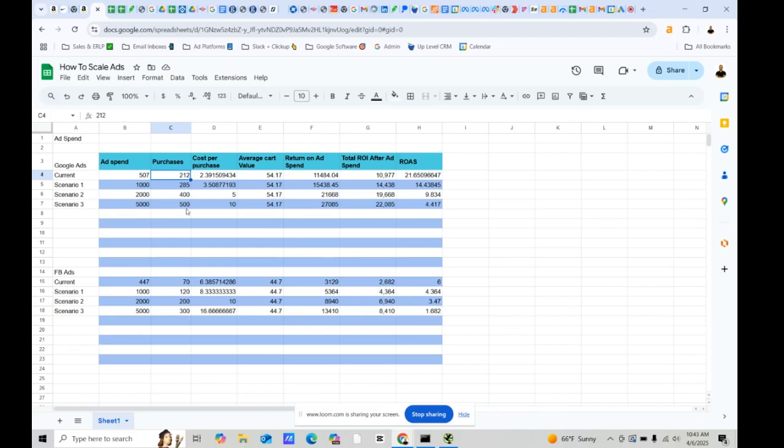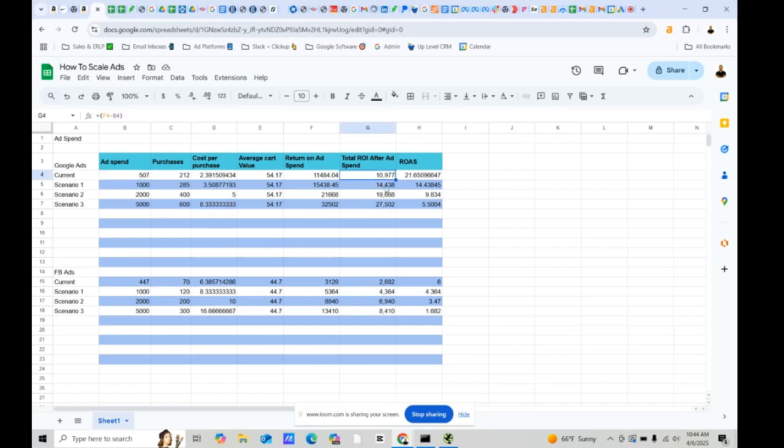But let's say we get 600. Okay, so that means the cost per purchase went up, once again, nearly 4 times. And the average cart value is going to stay the same, of course. We're going to get a return on ad spend of $32,000. We subtract out $5,000 from $32,000, and that gives us $27,000 approximately. And that sets our ROAS at about 5.5 times. Now, once again, if we were to just stay with the $500, we would make $10,000 total, right?